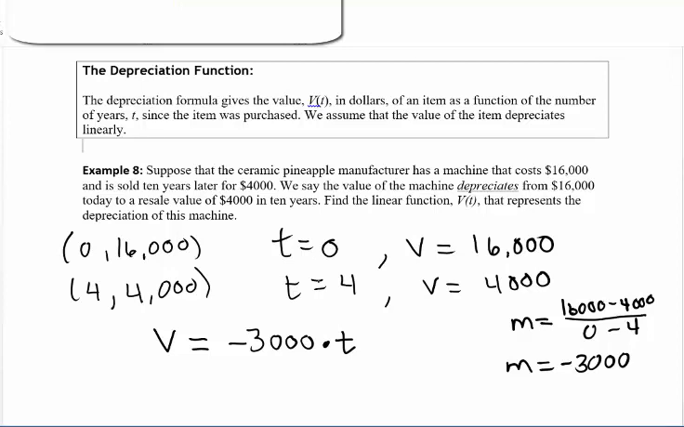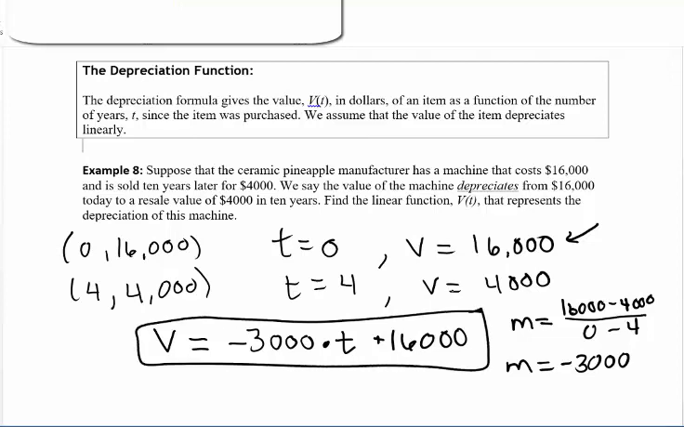And so I have my linear term, but I need to think about the intercept. So the intercept is the value of the dependent variable when the independent variable equals 0. Well, we already have that value. It's 16,000. So I have plus 16,000. So here I have the value of this machine at any point in time. If I plug in a 0, I get the value is 16,000. If I plug in a 4, I get the value is now 4,000. But I could also plug in any number in between to get the value at any point in time. So that's how we determine the depreciation function for an item if that function is linear.